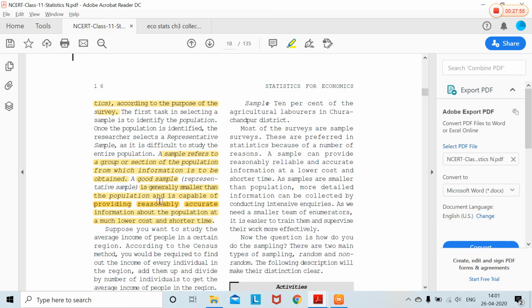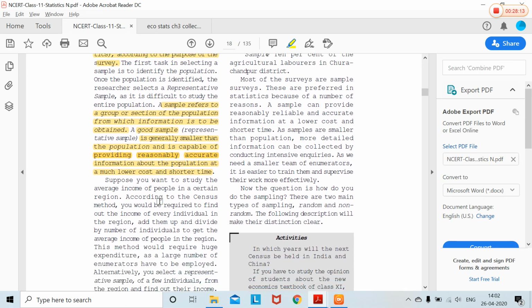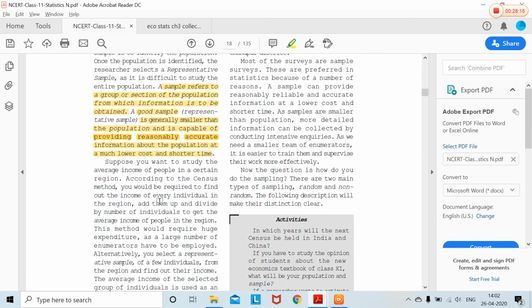But yes, if the population is heterogeneous, then I should go for a census survey. All the people are of really different categories, they can have really different tastes and everything is so much different in them, then I should go for census survey. So you should really know whether you're going to choose sample survey or census survey.